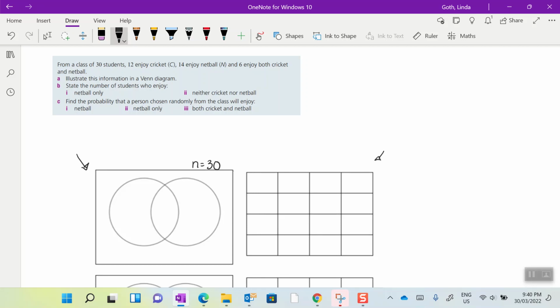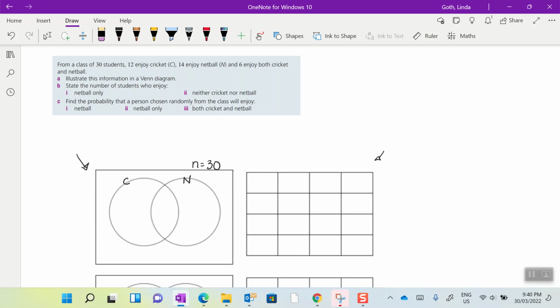Now we're going to use one of these circles to indicate our people who like cricket and the other one to indicate our people who like netball. Now the temptation is to jump in here and chuck a 12 in here and a 14 in here, and that is incorrect, so don't do it.